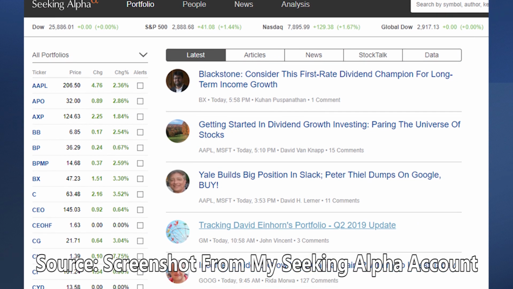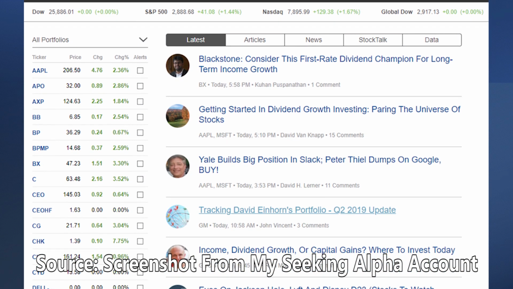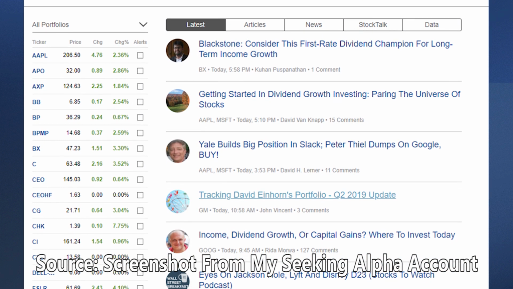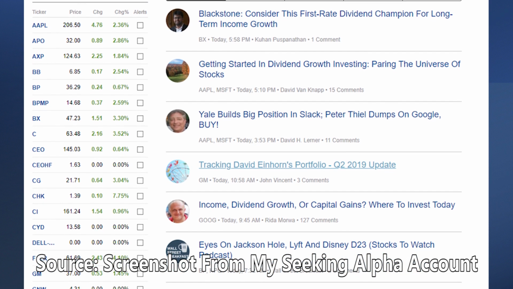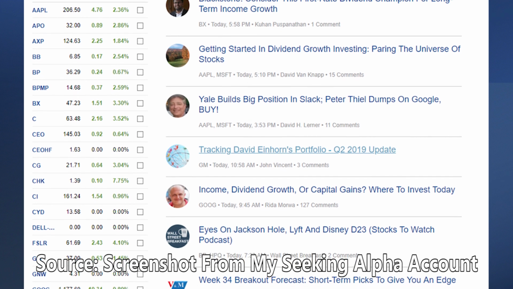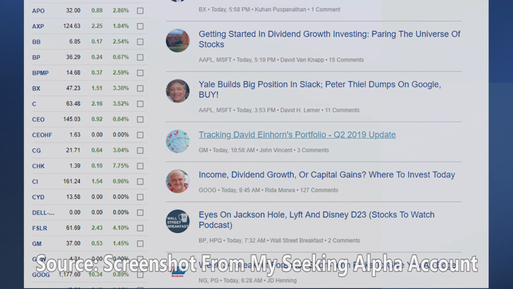For example, if you are investing in mainly the US market, I like to use Seeking Alpha to track our portfolio. There is a website and also a mobile app for you to enter in your stock portfolio, and then the platform will just alert you on articles and news related to those stocks alone.